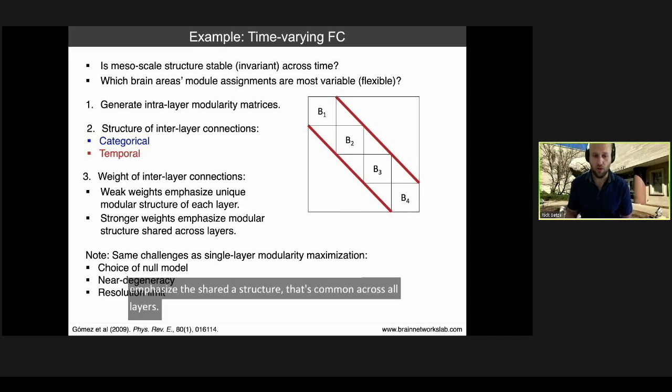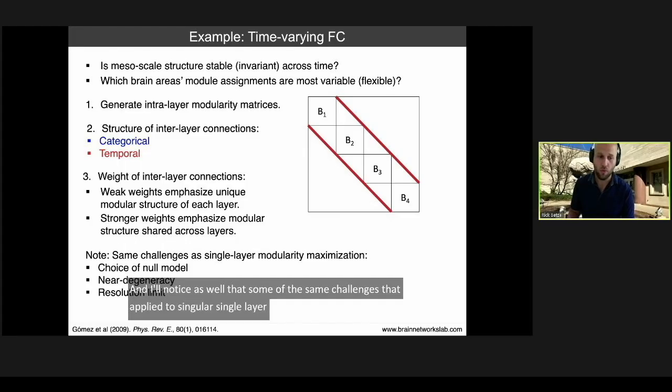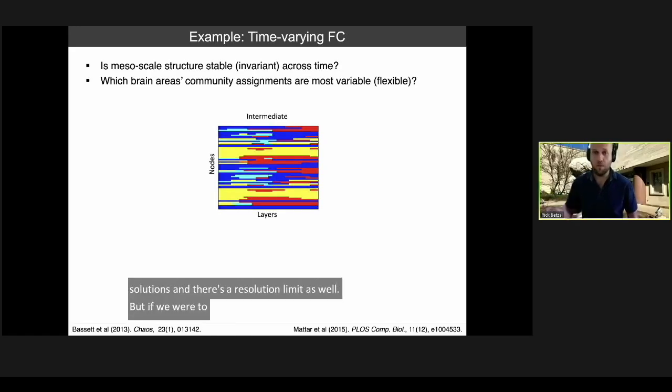And I'll note as well that some of the same challenges that apply to single layer modularity maximization apply here as well. So we need to be very careful about our choice of null model. There's still a near degeneracy of solutions, and there's a resolution limit as well. But if we were to then take that big matrix and feed it into, say, a Louvain algorithm, it'll give us back something that looks like this.